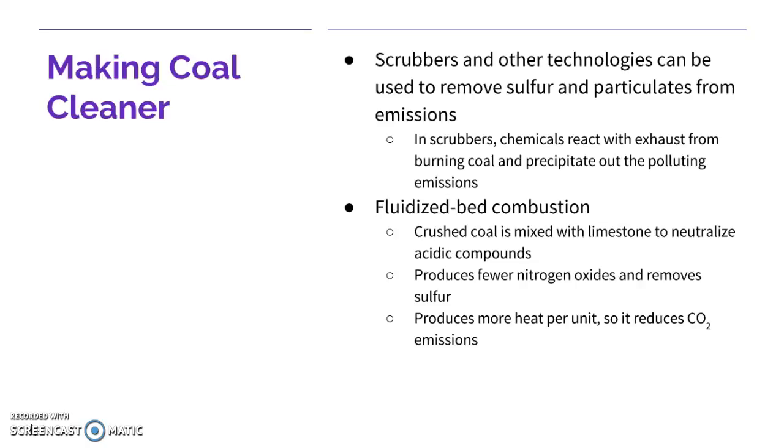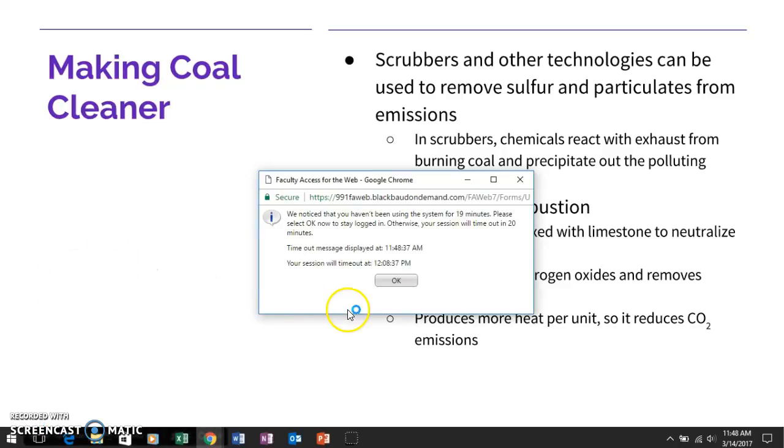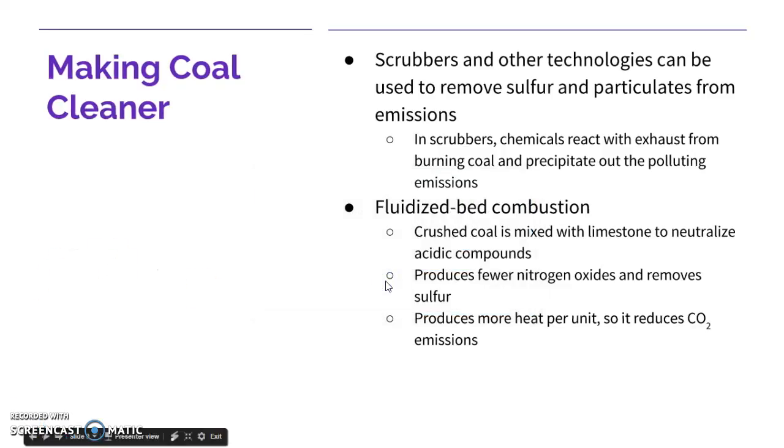The second way we do this is through fluidized bed combustion. Crushed coal is mixed with limestone to neutralize acidic compounds, produces fewer nitrogen oxides, and removes sulfur. It produces more heat per unit, so it reduces carbon dioxide emissions as well.